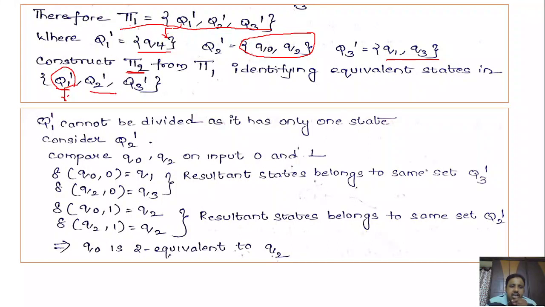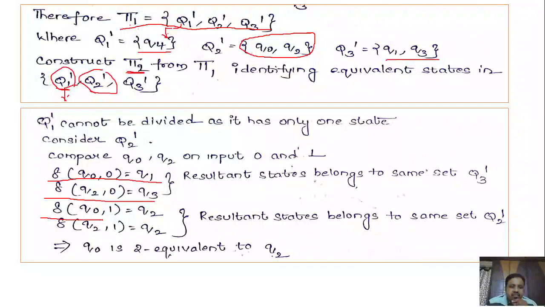Next, take the state set with q0 and q2 and check for the property of distinguishable or indistinguishable. So check for input 0 and 1 and check whether they are equivalent or not. Delta of q0 on 0 is going to q1, delta of q2 on 0 is going to q3. So both are giving non-final states here.